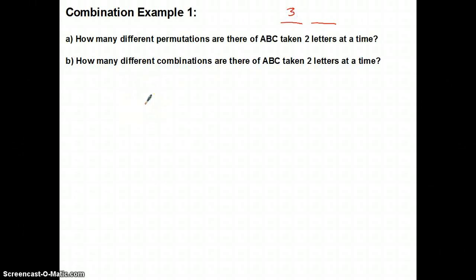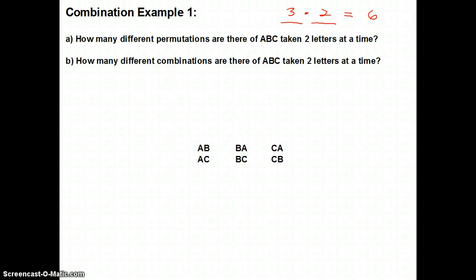As soon as we picked A, B, or C for the second spot, we have only 2 different letters to choose from. So if we multiply how many different options we have, we get a total of 6 different options, 6 different permutations of ABC taken 2 letters at a time.